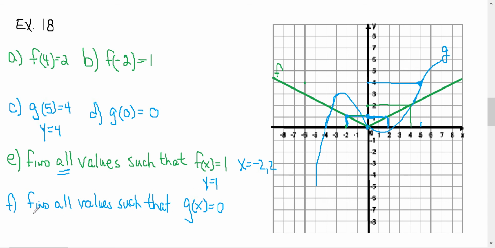Okay, so let's try find all the values such that g of x equals 0. So when y is 0, what is x at that point here? Well, looks like it's just going to be 0 again, right? I'm going to have one value. So when y equals 0, x equals 0. That was a little easier one. Okay. All right, that's that for that example.